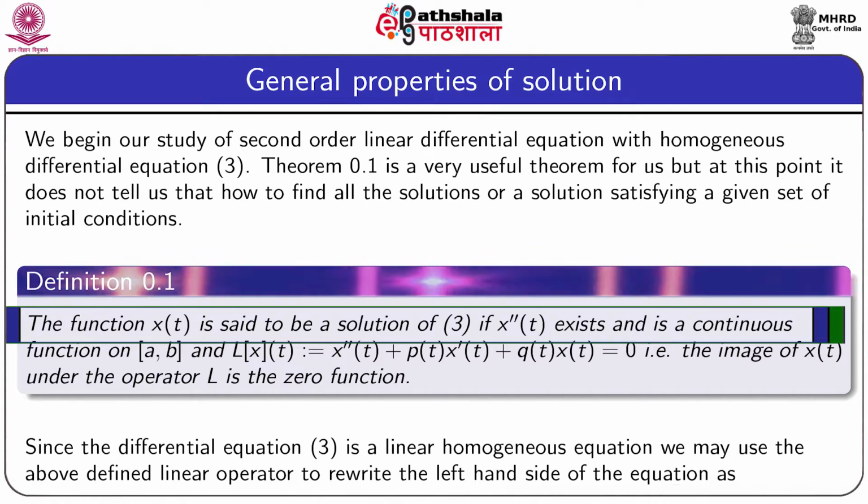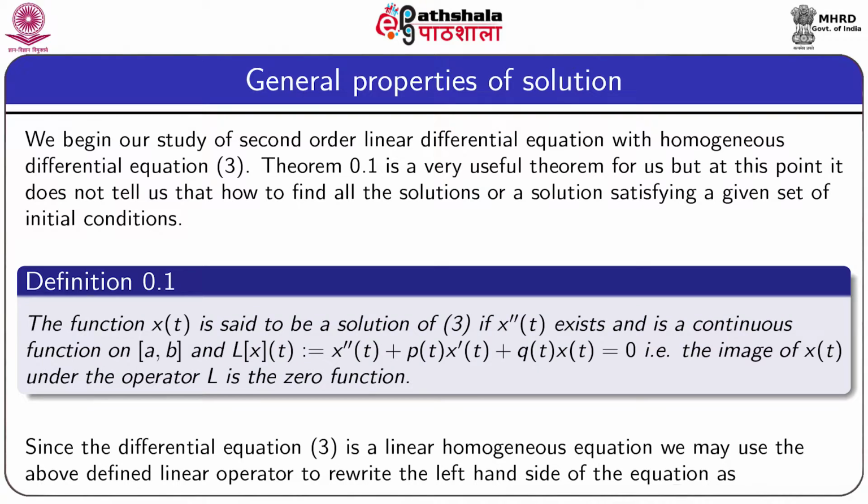The function x(t) is said to be a solution of (3) if x''(t) exists and is a continuous function on (a, b), and L x(t), which is defined as x''(t) + p(t) x'(t) + q(t) x(t) equal to 0, that is, the image of x(t) under the operator L is the 0 function.